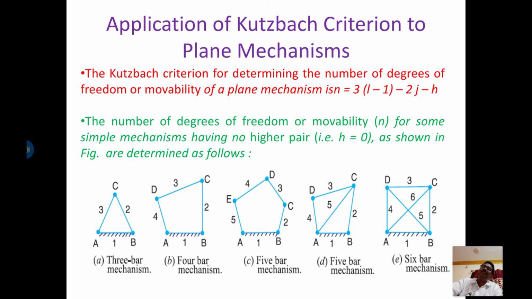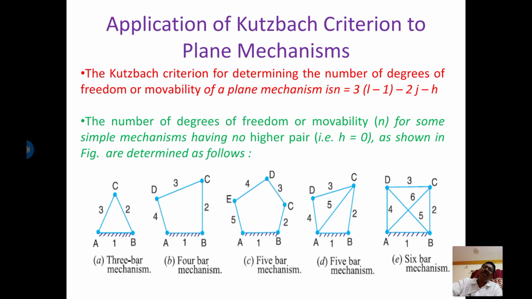In figure D, you are observing that the number of joints is only 4, and the number of links is 5. So for this figure, n is equal to 3 into L minus 1 minus 2J, H is 0, therefore 3 into 5 minus 1, that is 12, minus 2 into 4, 8. So the number of degrees of freedom will be 4.